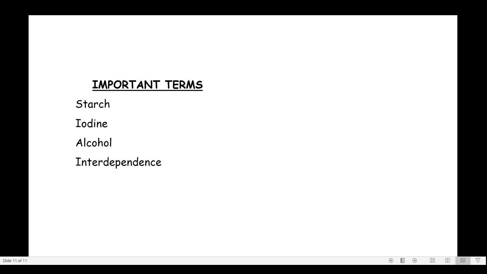The first term is starch. We know that starch is the food that is stored by the leaves of the plants, right? And starch is stored in other parts of the plants also in different ways, depending upon the type of plant. Iodine and alcohol are substances which help us in detecting the presence of starch in leaves. And then interdependence: how one organism is dependent on another to maintain the balance in nature.